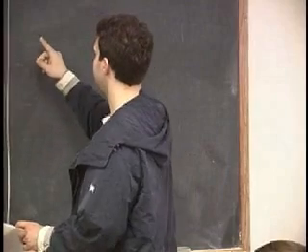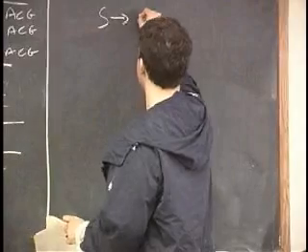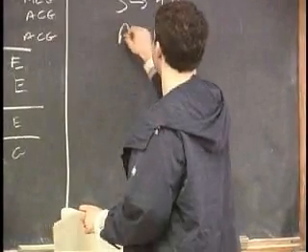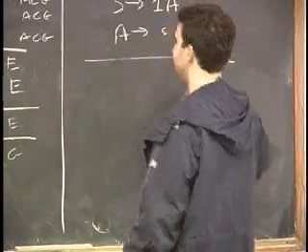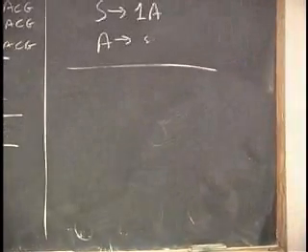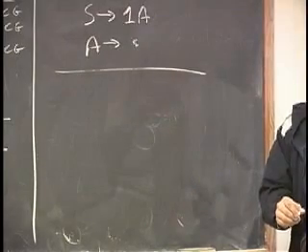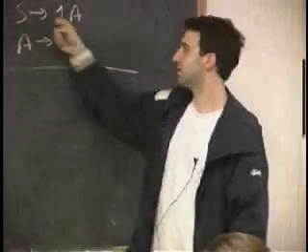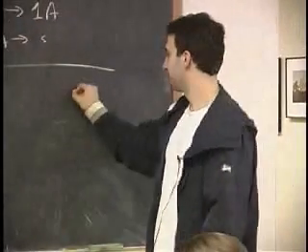But let me do this problem. What if I have something like S goes to 1A, A goes to epsilon? What language does this represent? Can you give me a regular expression for this? It's just one. Because if you follow the rules, you start here, drop a 1 and an A in there. A is only epsilon. It's just the language 1.